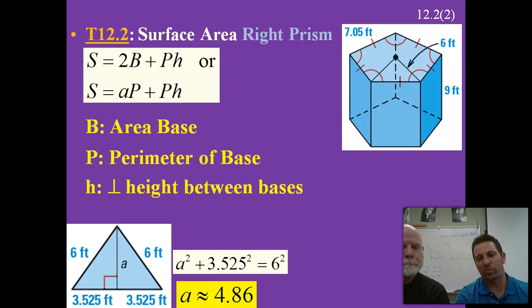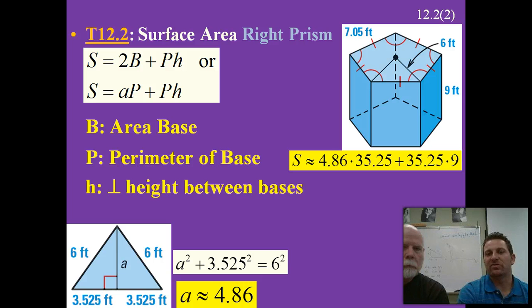Now we just have to go back to the formula, and we're going to use S equals the apothem times the perimeter of the base, plus the perimeter of the base times the height between bases. Now that I know the apothem, I can figure out the perimeter easily, because each side length of the pentagon is 7.05. And since the pentagon has 5 sides, I go 5 times 7.05, which gives me the perimeter of the base.